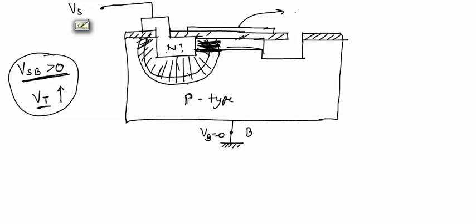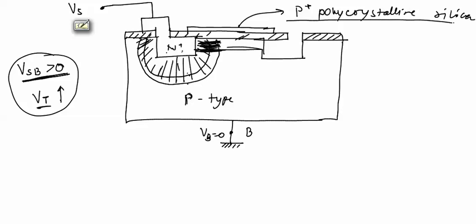using a material that is P plus polycrystalline silicon instead of a metal. If P plus polycrystalline silicon is used, then threshold voltage Vt can be decreased. So the device can be enabled at lower applied VGS voltages. So it will be an advantage. Nowadays in modern MOSFETs, instead of metal, we use only P-type polycrystalline silicon. So this was all about enhancement type MOSFET and depletion type MOSFET.